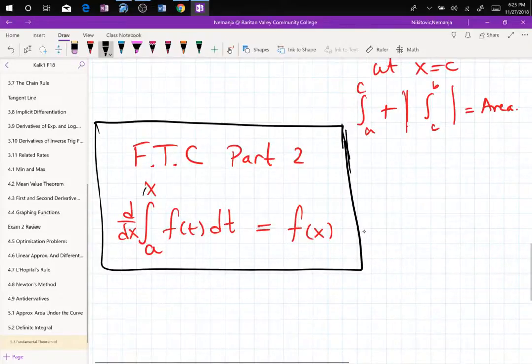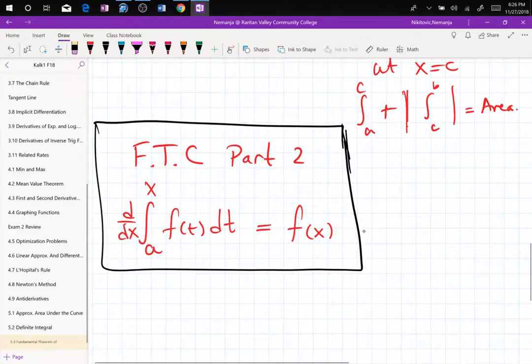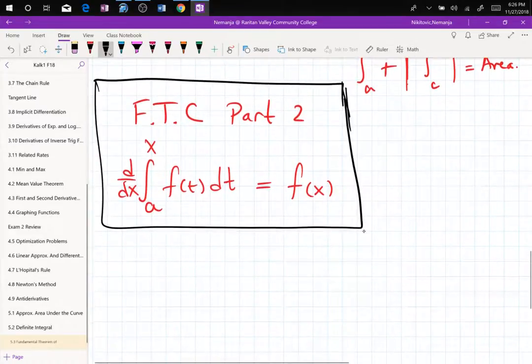Yes, it says that technically derivative and integral cancel each other out and you have f equals f. Technically that's what it says. But now let's take a look at the proof of this, and that should make a lot of sense instantly.